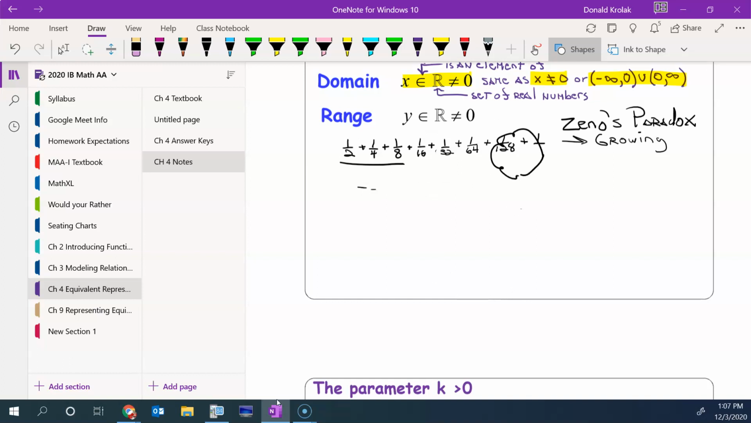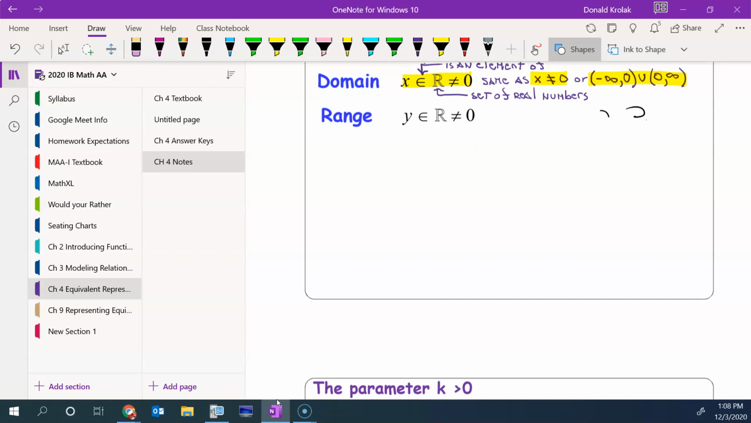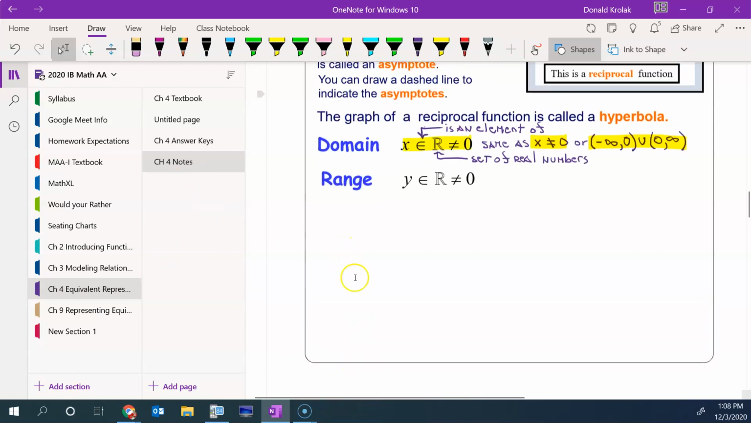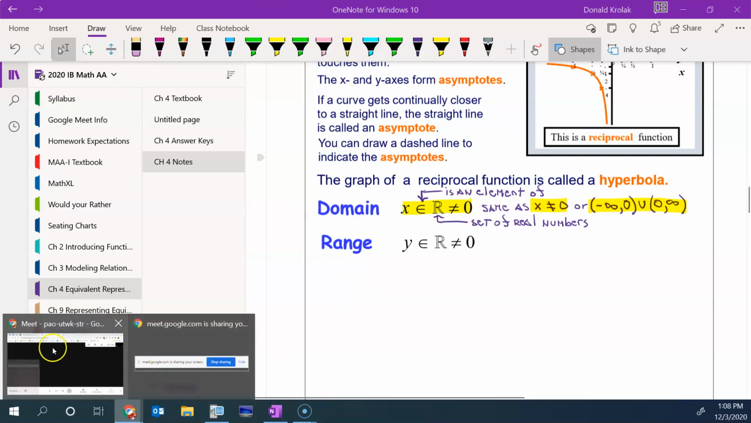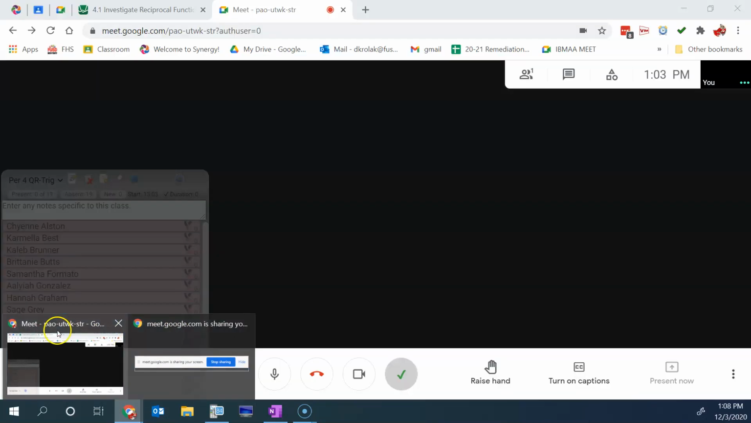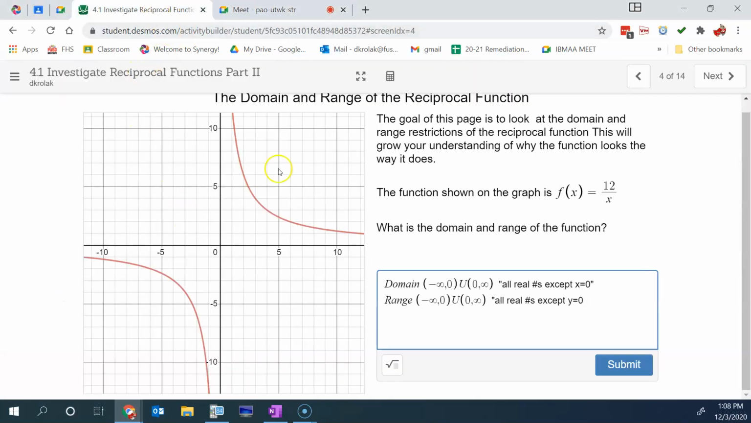Okay, now limits, when you have a limit on 2 sides of a number, that tells you that you have what's known as a vertical asymptote. Okay, that means it's a number that the graph will get close to but never ever reach. All right, so if we go back to our investigation here. Okay, go on to the next one.